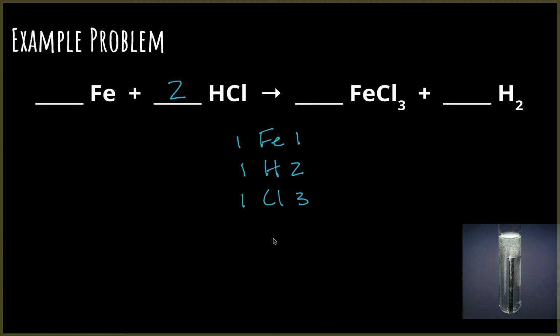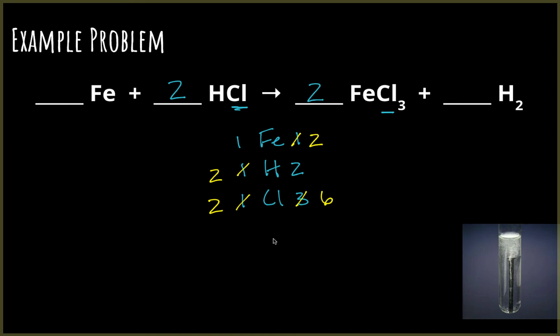Then I'm going to recount. So Fe is the same, but now I have 2 H's and 2 Cl's. Okay, so if I look at this now, I have 2 Cl's here and 3 Cl's over here. So there's no way I can get those two to be equal. So I'm going to have to put something in front of this that is going to be a multiple of those two. So if I put a 2 in front of this, now I have 2 Fe's and 6 Cl's.